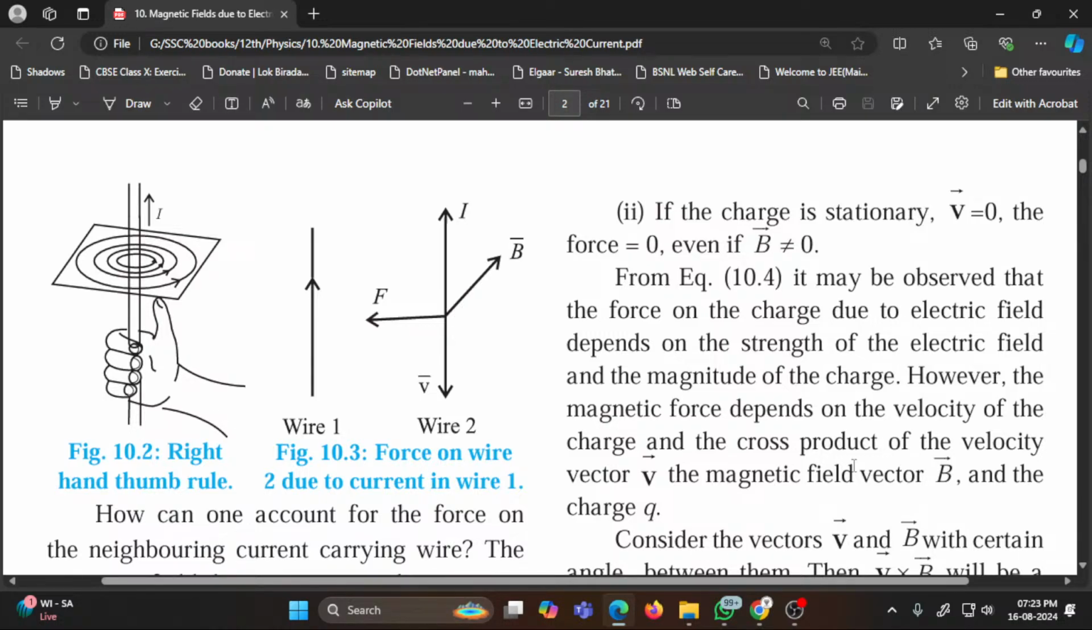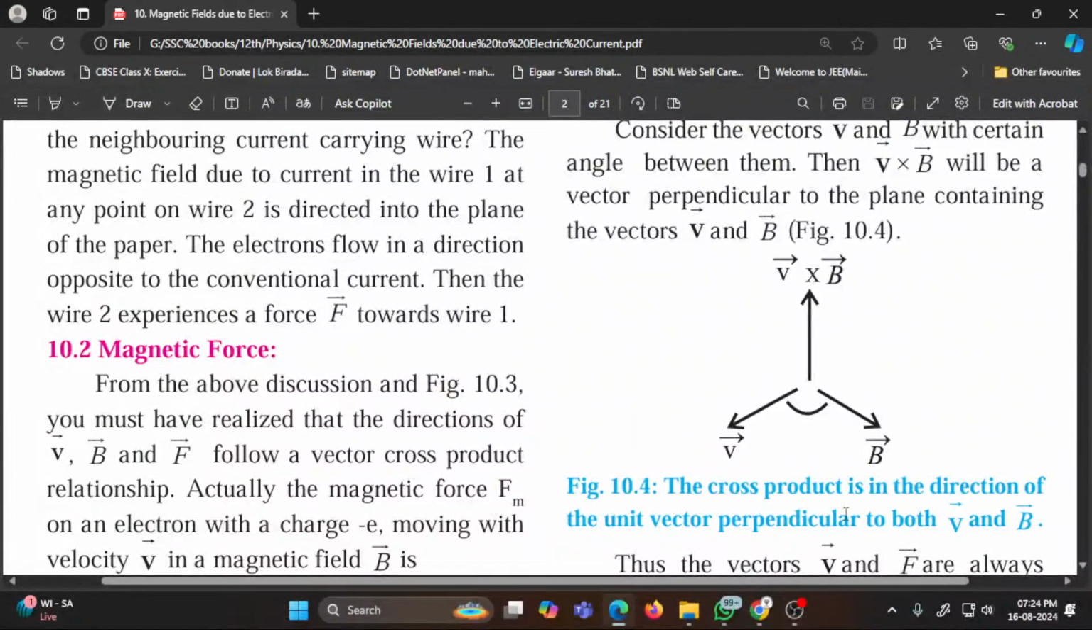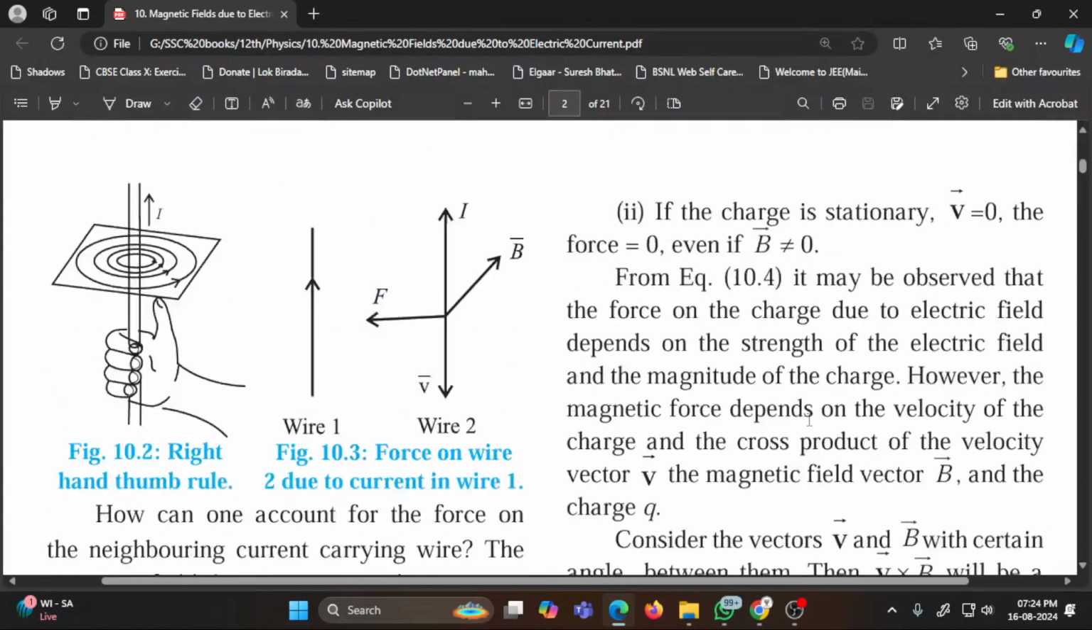So how can one account for the force on the neighboring current carrying wire? The magnetic field due to current in wire 1 at any point is directed into the plane of the paper. Electron flow in a direction opposite to the conventional current, then the wire 2 experiences a force F1 F bar towards the wire 1.